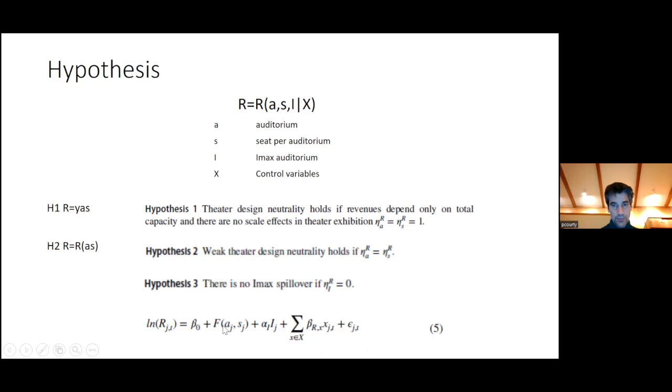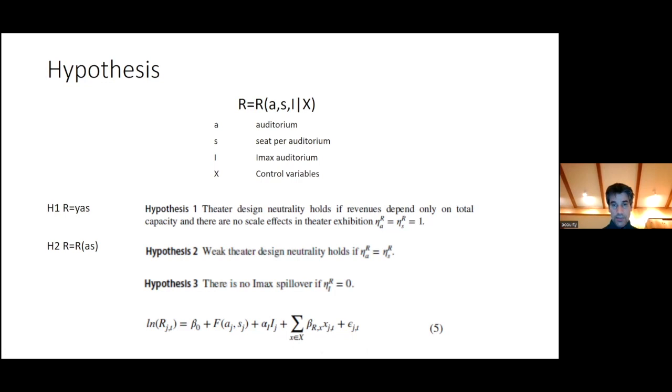So we're going to take a very agnostic view, empirically, about the functional form of R, because R could be nonlinear, could depend on A and S in particular ways. So we're going to write this function F of A and S, and we're going to try Cobb-Douglas, we're going to try piecewise Cobb-Douglas, we're going to try nonlinear functions. And then afterwards, we're going to control for all these outside control variables. And then we're also going to say that IMAX theaters may have a higher alpha, which would be the IMAX premium. I mean, how much does having an IMAX auditorium in your theater increase the revenue? And since we're in logs, we're going to interpret that as a percentage increase in revenue.